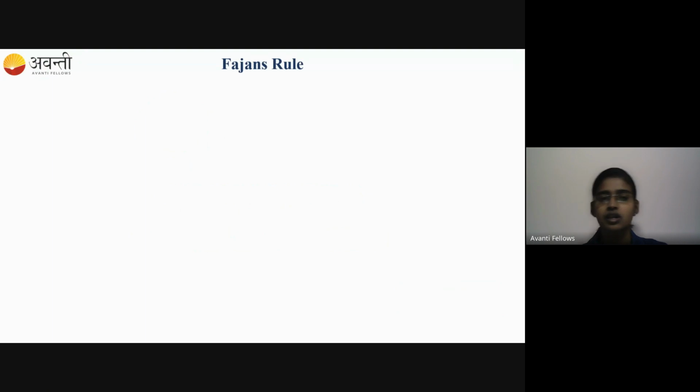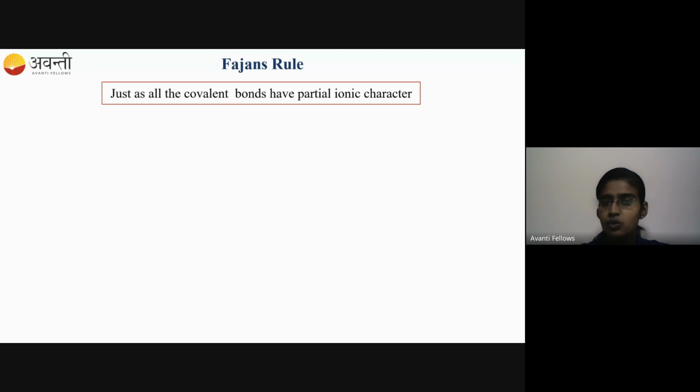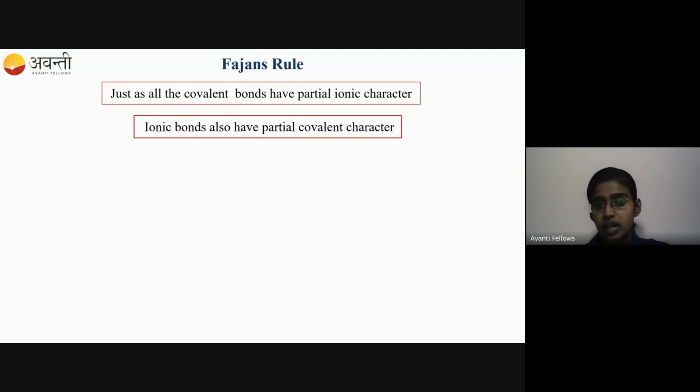Okay. So, what is Fajan's rule and what is the use of it? Just as all covalent bonds have partial ionic character, ionic bonds also have some partial covalent character. In each covalent bond, we can find some partial ionic character. In the same way, in all ionic bonds, we can observe some partial covalent character.